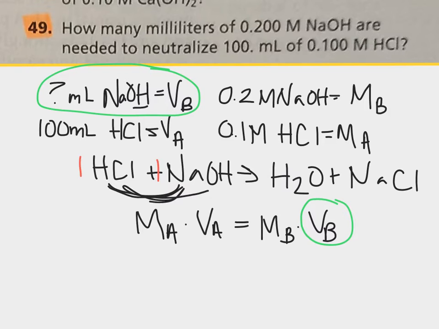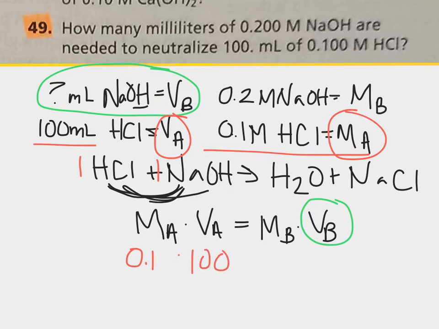So for my molarity of my acid, it's 0.1. For my volume of my acid, it's 100 milliliters. And don't worry, you can leave it in milliliters as long as your answer for volume on the other side is milliliters as well. And since we're solving for it, no problem. Our answer for the volume will be in milliliters as well. As for the molarity of our base, that is 0.2. And we do not know the volume of the base. That's what we're looking for.